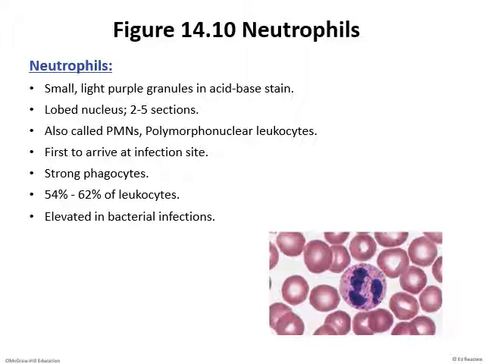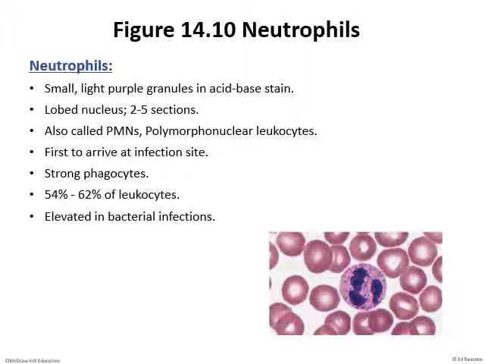Okay, so neutrophils, big things to know about neutrophils are, number one, they're the first to arrive at the site of an infection. So they very quickly get to the scene of where there's been injury or illness. They're strong phagocytes, meaning that they're going to engulf pathogens, cellular debris, etc. Once they engulf it, they're going to break it down in their different lysosomes, things like that. And they're the most common. So 54 to 62% of all circulating white blood cells are going to be neutrophils. And then lastly, they're elevated in bacterial infections.